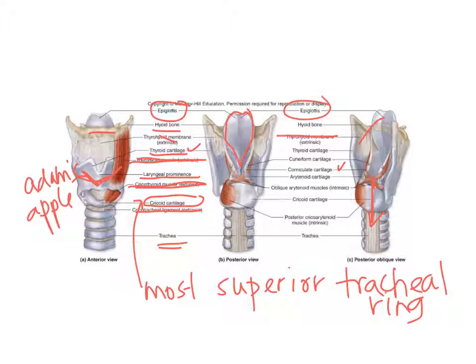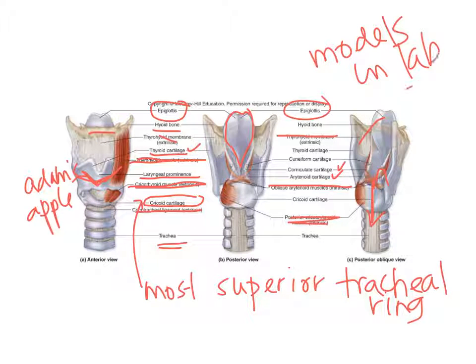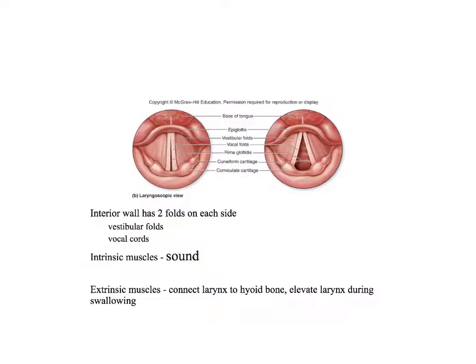You need to know these two. The corniculate is on the back, and on the models, they're real easy to see. You don't have to know the muscle, and you don't have to know that. You're going to look at the models in lab. It'll help to put your hands on it.